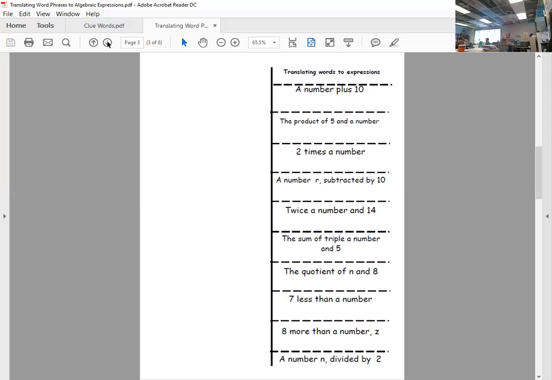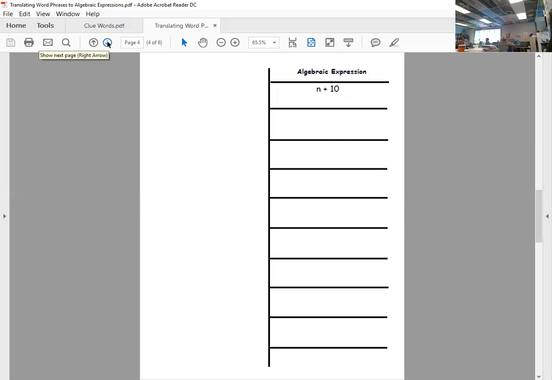If you look at the first one, a number plus 10, underneath it has n plus 10. That shows a number plus 10. For homework tonight, you are going to have to do all of these and figure out what they are. Some of them are harder than others. This isn't for a grade, so try your best. Let's do the second one together: the product of 5 and a number.